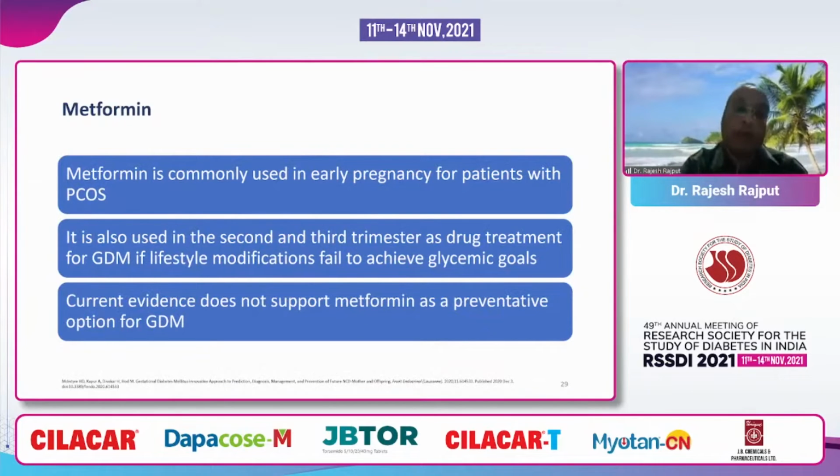Lastly, coming to therapeutic intervention and focusing on a single drug, which is metformin. Now, metformin is commonly used in early pregnancy and even in PCOS women. And it has been used in the second and third trimester for treatment of GDM. However, current evidence does not support metformin as a preventive option for GDM.